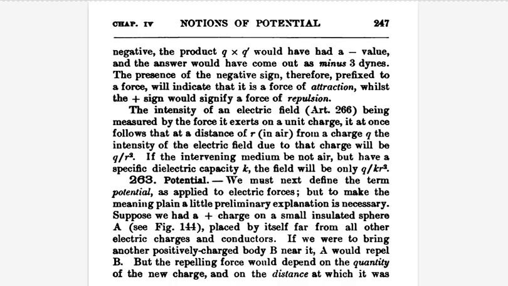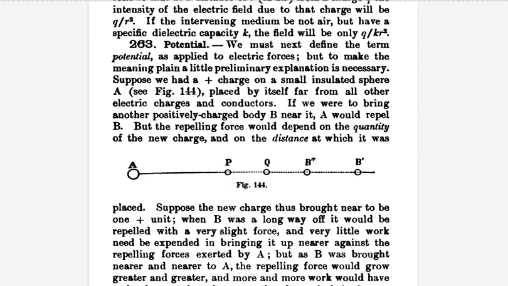The intensity of an electric field, Article 266, being measured by the force it exerts on a unit charge, it at once follows that at a distance of r in air from a charge Q, the intensity of the electric field due to that charge will be Q over r squared. If the intervening medium be not air, but have a specific dielectric capacity, K, the field will be only Q over K r squared.